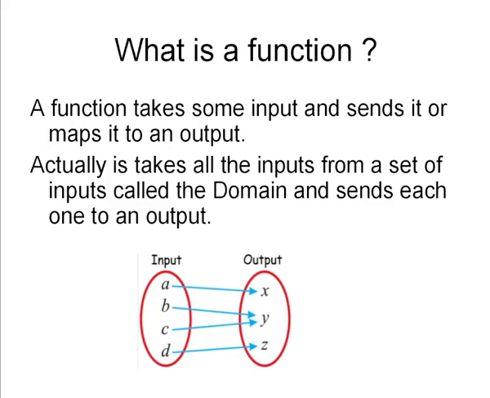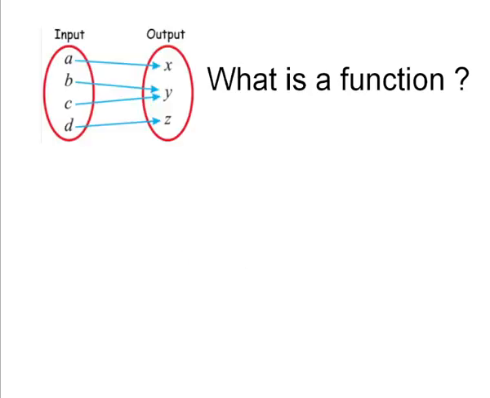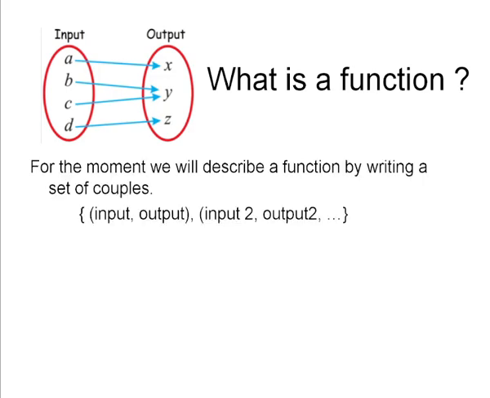Each one of those is sent to an output. So the input A is sent to the output X, B is sent to Y, C is sent to Y, D is sent to Z. So each input is sent to an output. Okay, so what is a function? A function is that picture. It's a mapping from a set of inputs called a domain to a set of outputs, which is called a range, but we'll look at that later.